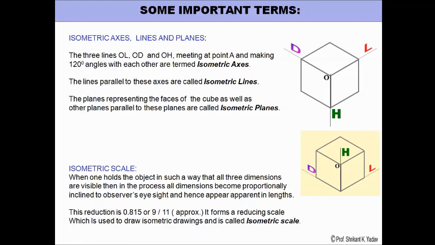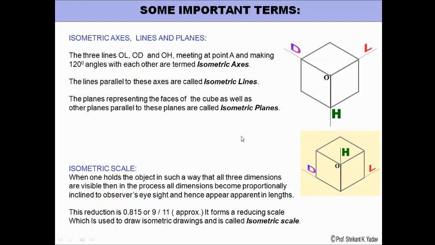The planes representing the faces of a cube, as well as the other planes parallel to these planes, are called isometric planes. So if you observe this cube, these faces are called isometric planes, or if there are other faces which are parallel to these faces, they are also called isometric planes. Now the next term is isometric scale.